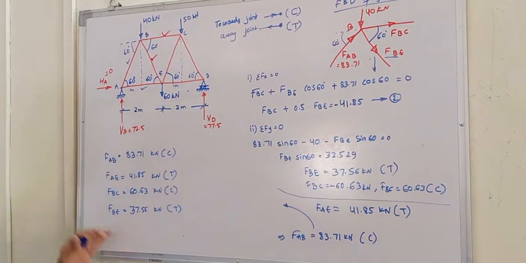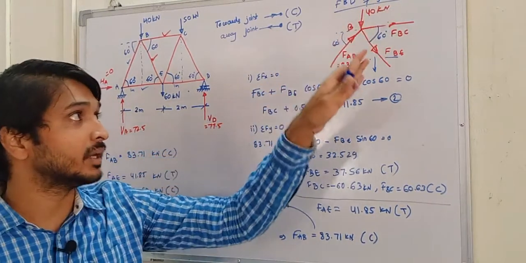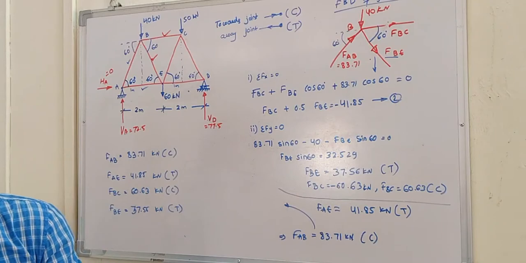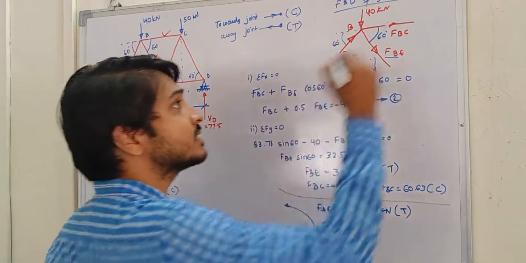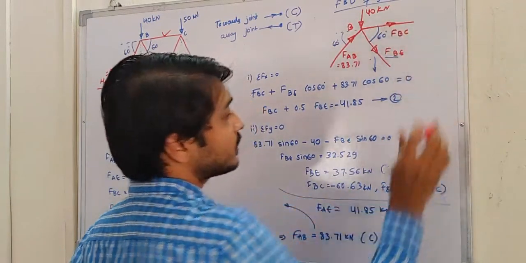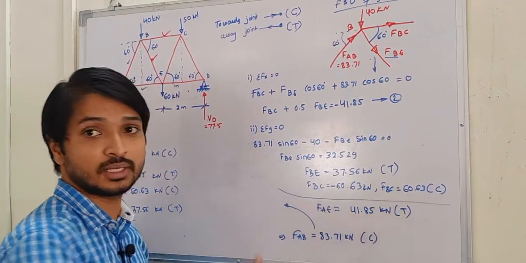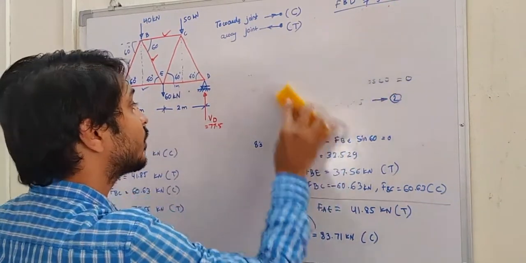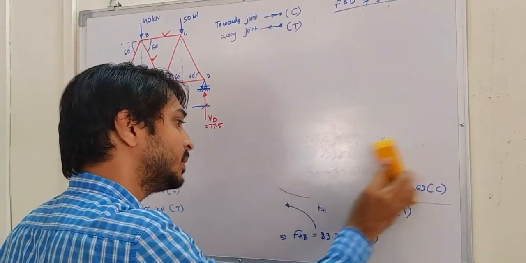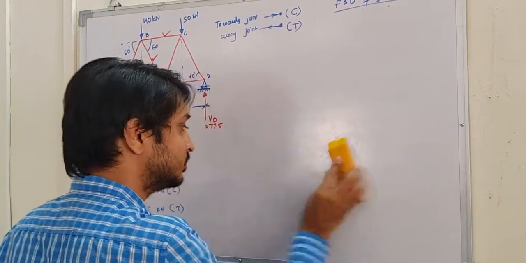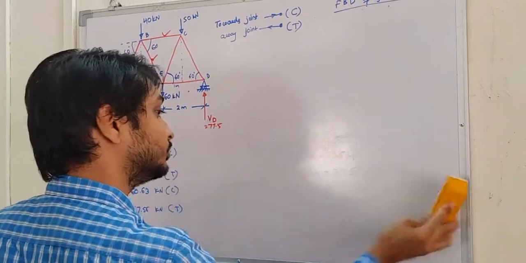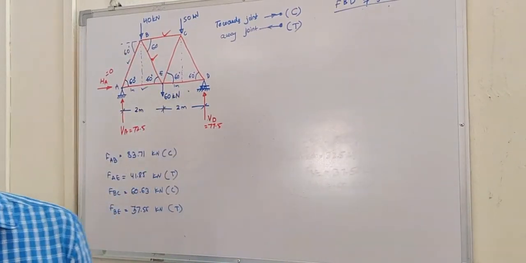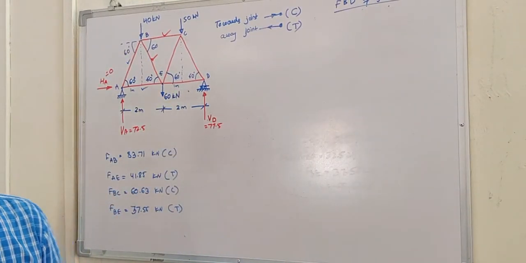So in the previous case, we assumed exactly, but here we have assumed some random signs. Still we are able to get whether it is compression or tension by just changing the symbol. You can go to any joint, okay? But keep in mind, the maximum unknowns allowed is 2.